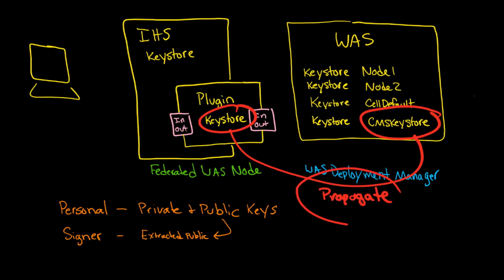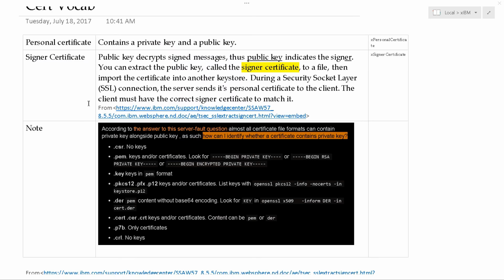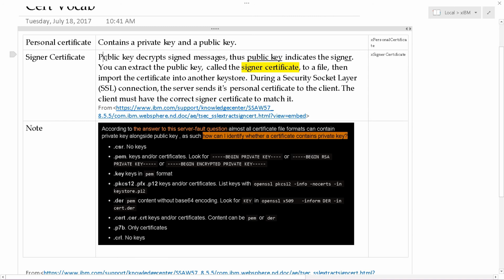So that's nice because you have a web GUI to copy all of these additional certificates off to the individual nodes, of course. Also, notice the WAS terminology here. You have what's called a personal certificate and a signer certificate. The personal certificate contains the private and the public key of whatever certificate is involved. But if you extract out the public key, then this is referred to as the signer. And that's explained here about personal and signer certificates.